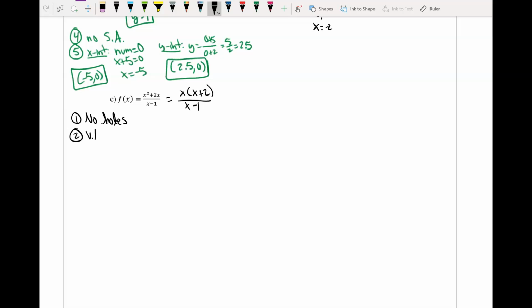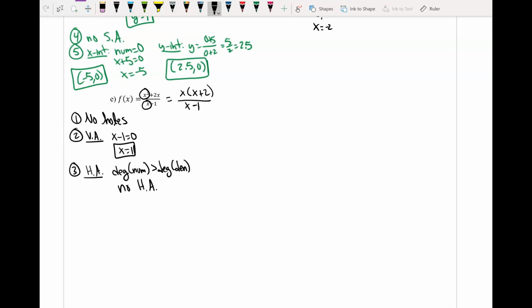Now let's look for vertical asymptotes. That will happen when the denominator is equal to 0, x minus 1 equals 0. So we got x equals 1 as my vertical asymptote. Then let's look at the horizontal asymptotes. If you take a look at the leading coefficients, the degree of the numerator is much greater than the degree of the denominator. So in this case, there's no horizontal asymptotes.